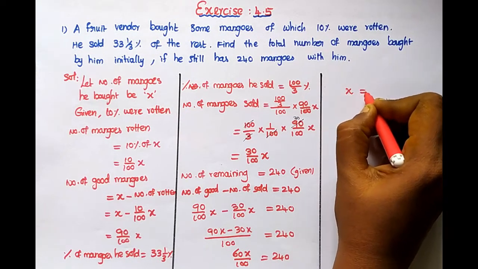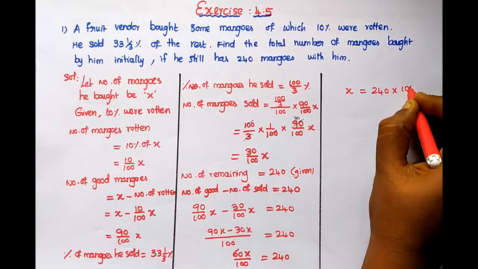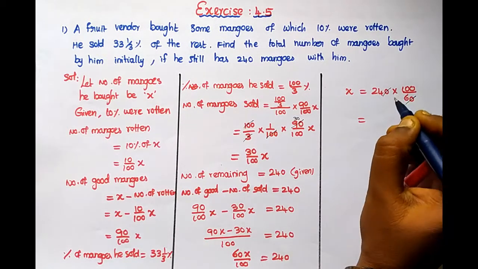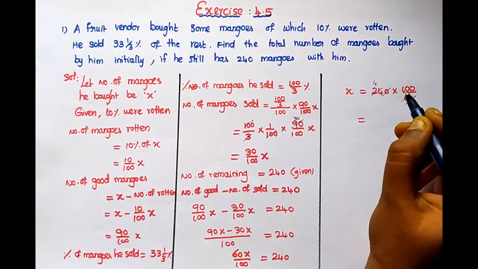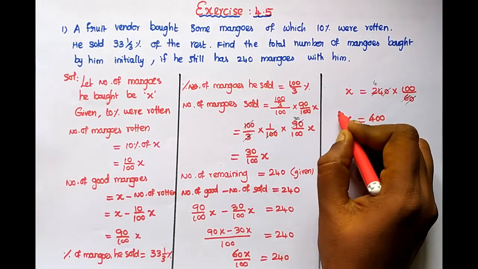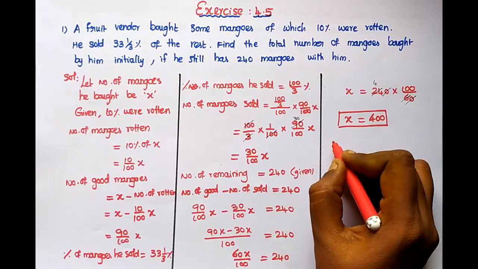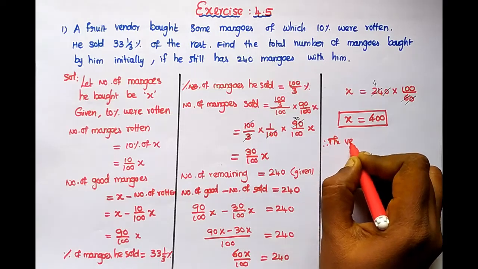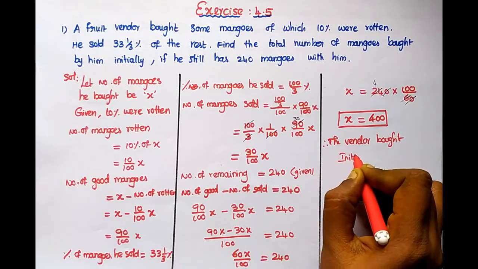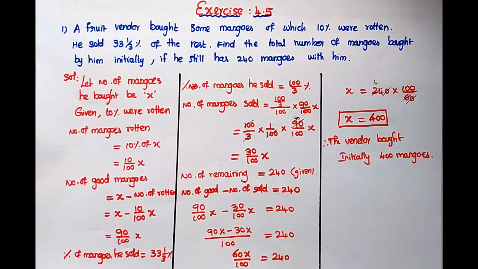Now, x equal to 240 into, here 100 is in division, so 100 by 60. Now, cancellation, 0 0 cancelled, 6 4s are 24. So, 4 into 100 is remaining, so 400. So, the vendor bought initially 400 mangoes. That is the answer.